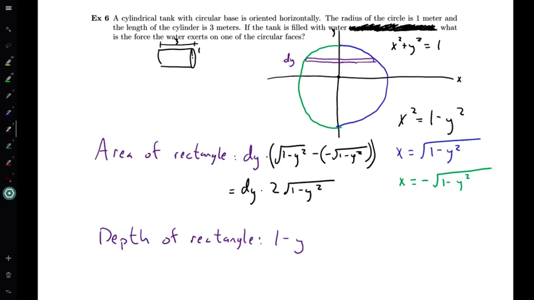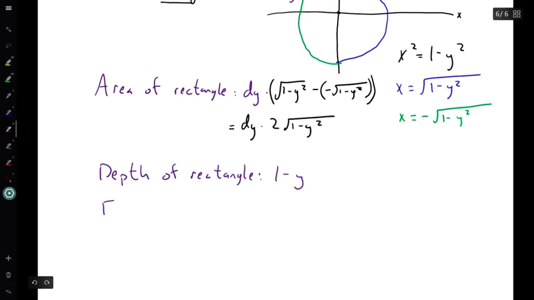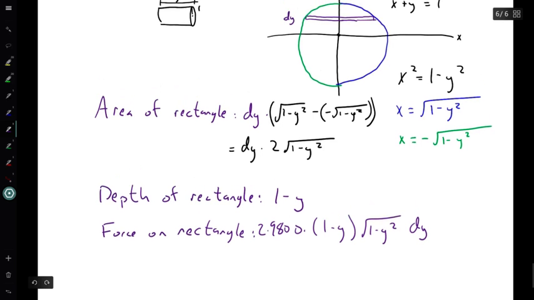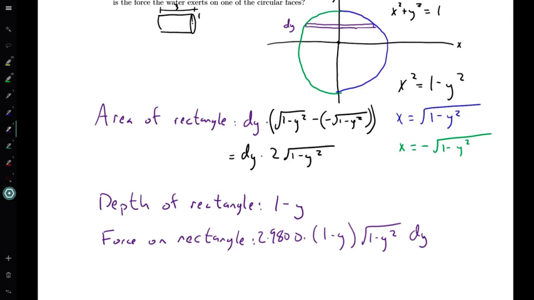All right, so I have the area of a given rectangle. I have the depth of a given rectangle. That must mean that the force on a given rectangle is given by that 9800 number times the depth, 1 minus y, times the area, 2 times root 1 minus y squared dy. So now to get the force on the entire circular face here, I need to integrate this function in order to add up all of these forces.